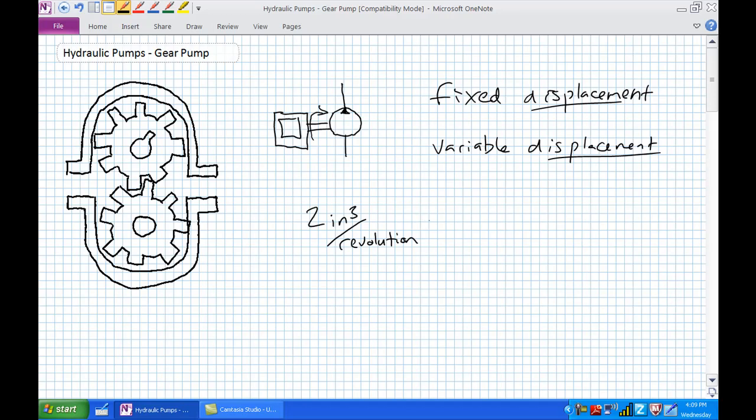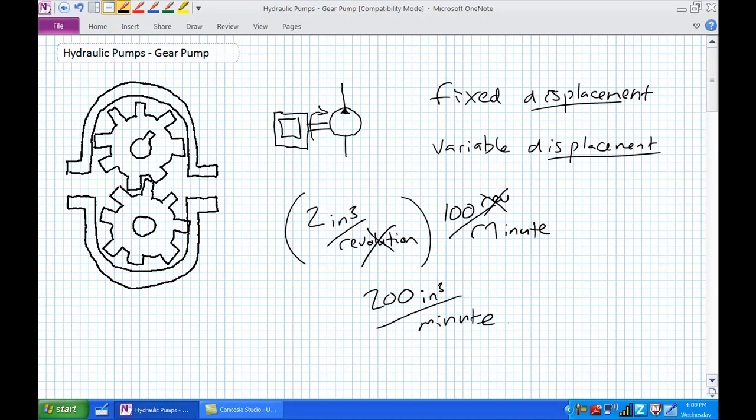How you change the flow from the pump is revolutions per minute. So 100 revolutions per minute, the revolutions cross out, and ultimately you get 200 cubic inches per minute, which we all know, because 1 gallon is 231 cubic inches, is just under 1 gallon per minute. Okay, so how do you vary the flow on that? Just spin it faster.